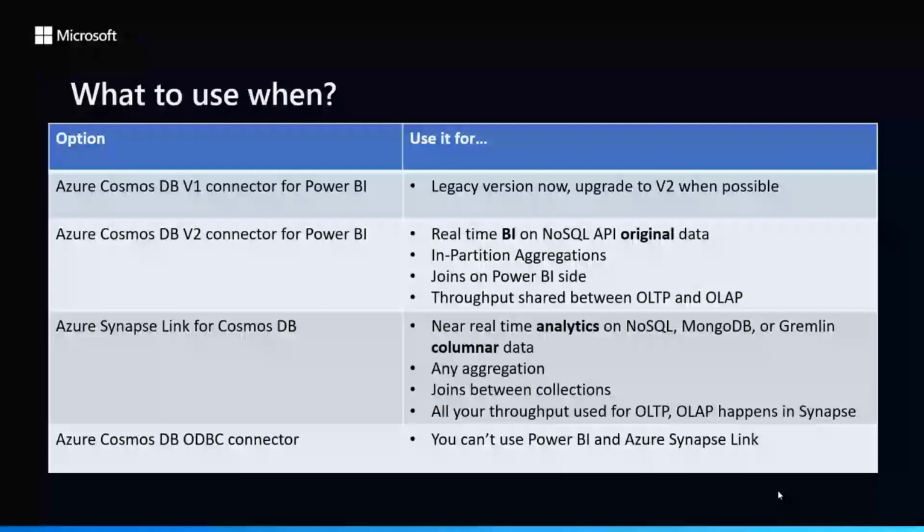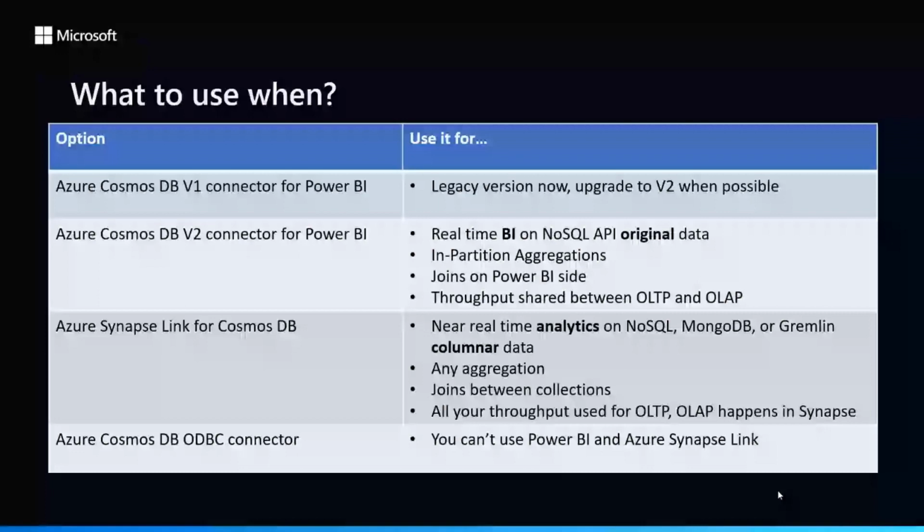Also, you can do joins on the Power BI side. So if you have customers and orders, you have to import this data into Power BI and do the joins in the data model tab. And all of your queries running against your Cosmos DB will use your RUs. So you're going to be sharing throughput, RUs, between OLTP and OLAP workloads.